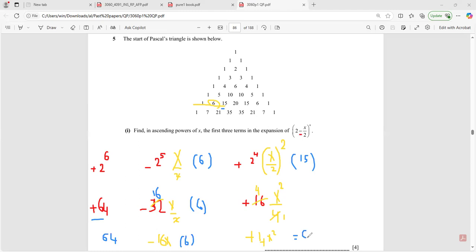So here we have 64 as the first term for the final answer. Minus, remember to merge the sign, 96x, plus here we have to multiply by 15 and the remainder is the 4. 15 times 4 is equal to 60, so plus 60x squared. Yeah, done. Okay, let's see the next.